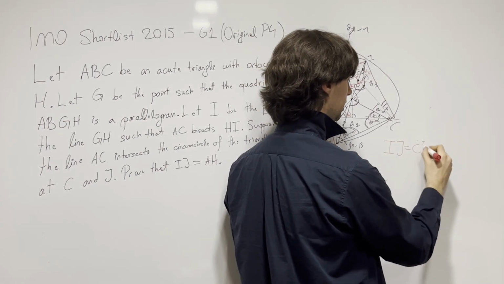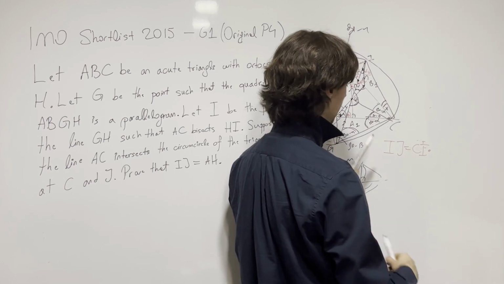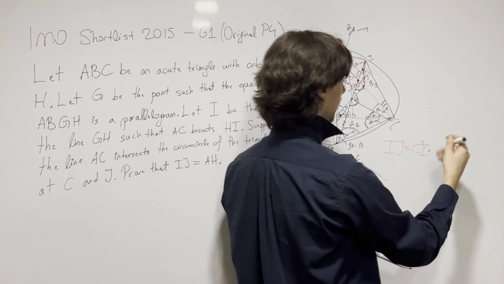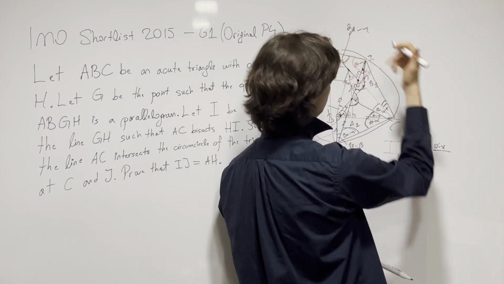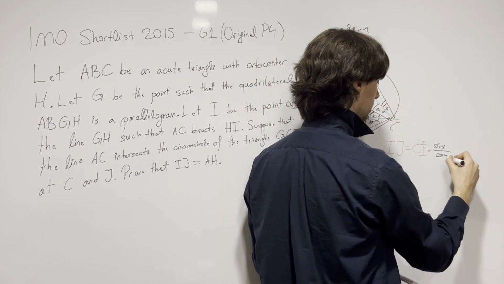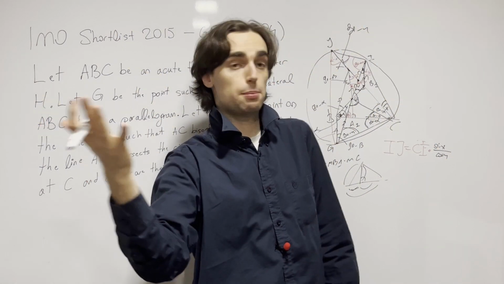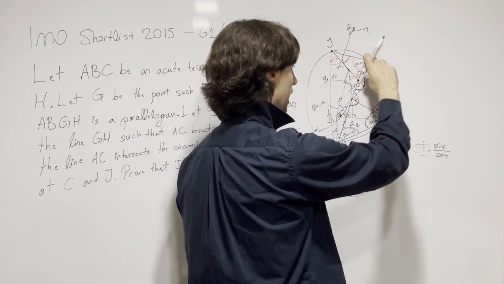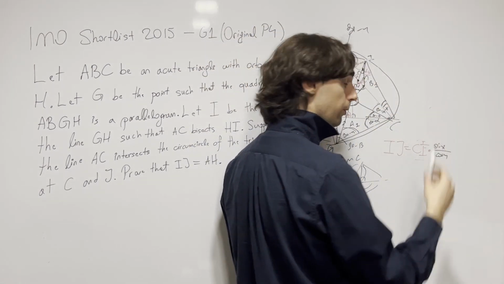The theorem of sines here is going to give IJ over sine X equals CI over sine of 90 minus gamma, so IJ is CI times sine X over sine of 90 minus gamma, or cosine gamma. And now we can really just forget about J and just focus on I. Now we have this X. Can we get rid of X?